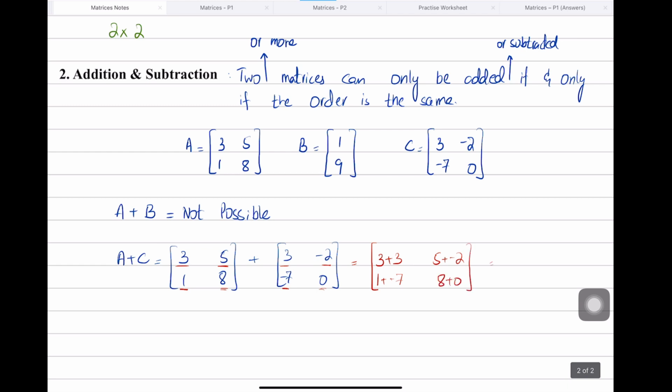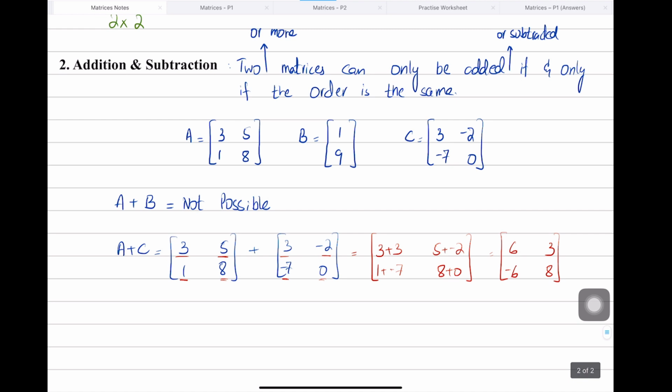Alright, so let's simplify this. Let's see what we get. 3 plus 3 is equal to 6. 5 plus minus 2 is positive 3. 1 plus minus 7 is minus 6. 8 plus 0 is 8. And there you go. This is how you can add or subtract two matrices.